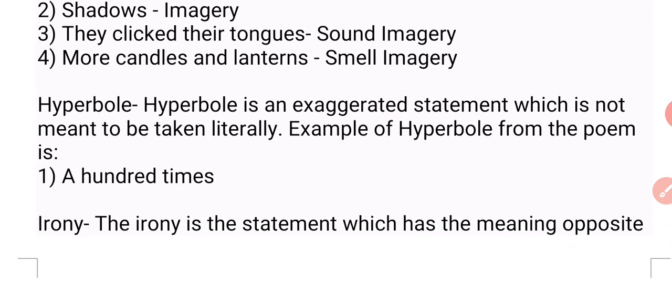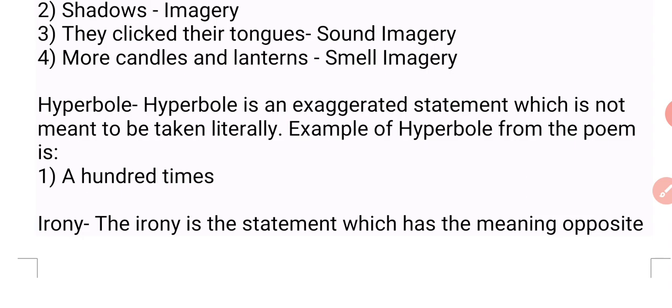Hyperbole. Now, what is hyperbole? It is an exaggerated statement which is not meant to be taken literally. It is exaggeration. An example of hyperbole is 100 times. When the poet says that the villagers, when they gathered to look for the poet's mother, they started taking the name of God 100 times. They were taking the name of God again and again.